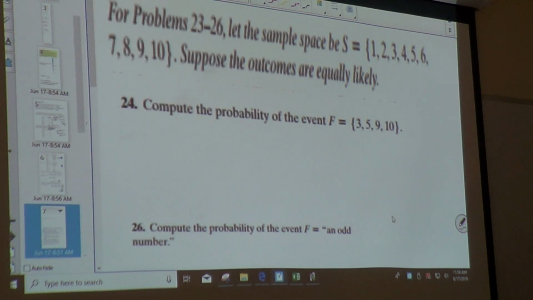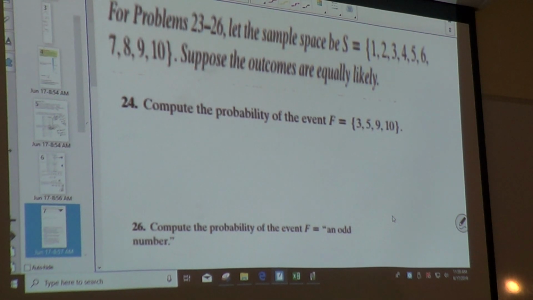Alright, we have two sample spaces. A sample space means what's in there. It says let the sample space S be 1, 2, hold on, that's something else in there. Oh, let the sample space be the numbers 1 through 10: 1, 2, 3, 4, 5, 6, 7, 8, 9, 10.